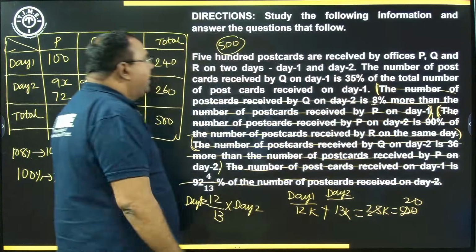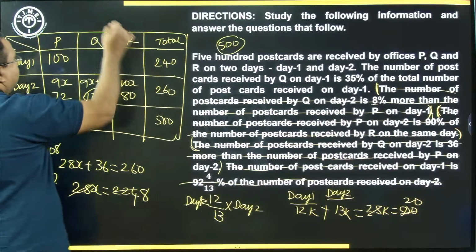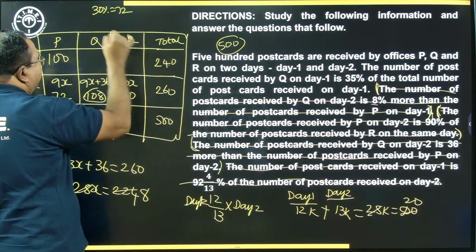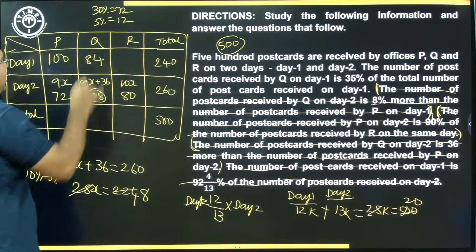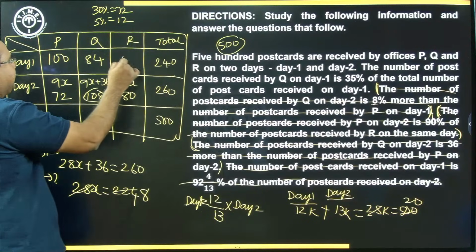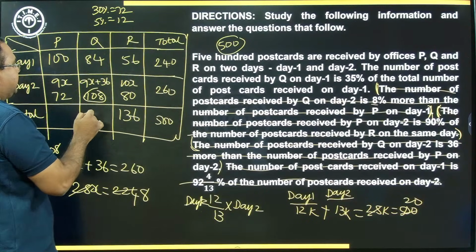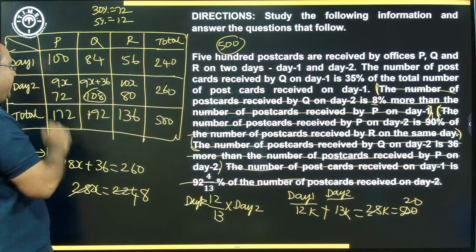And then the number of postcards Q received on day 1, 35% of total postcards. 30%, 72. 10%, 24. 30%, 72. 5%, 12. 84. So 184 means this is 56. Right? This is 136. This is 192. And this is 172.